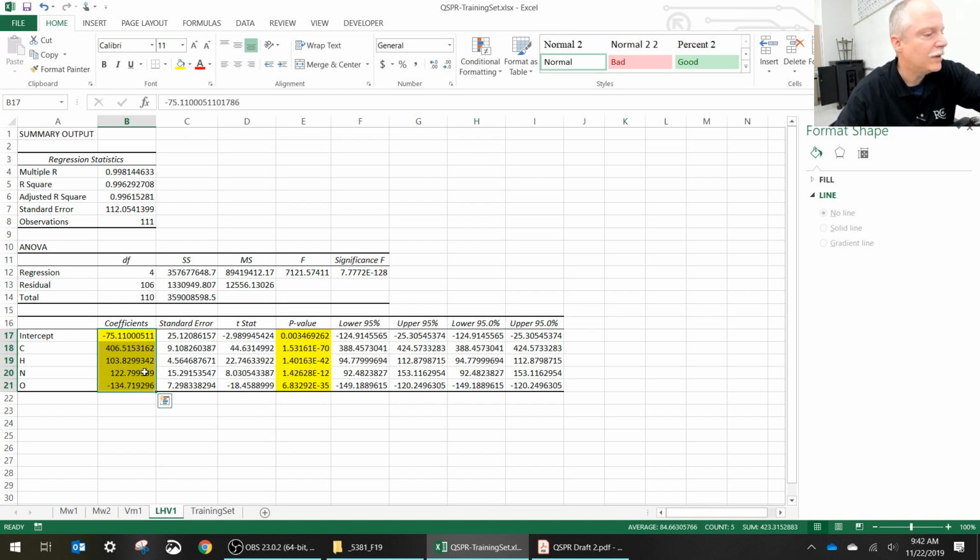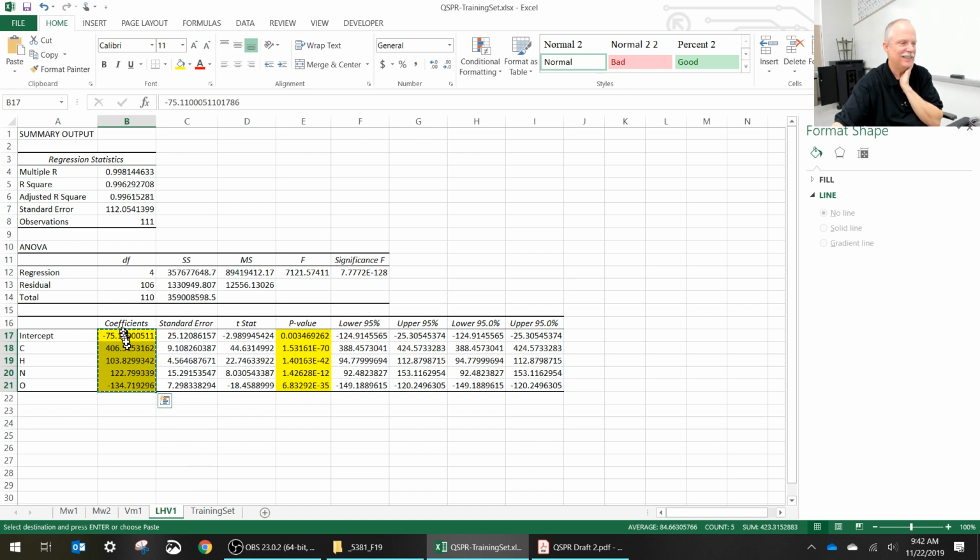So we'll control copy that set of values. Be sure to get the intercept as well. Everybody got that? You copy those 5 values. Do you have the regression? Okay. Yeah, you can clean things up.